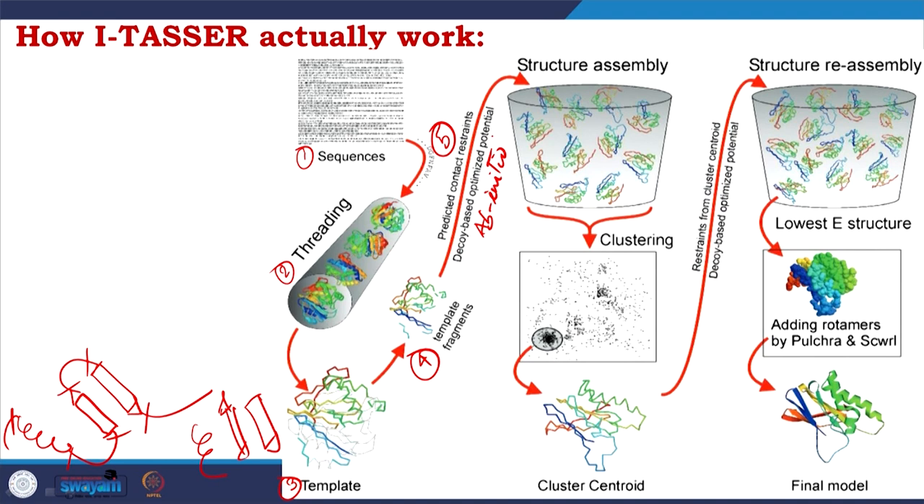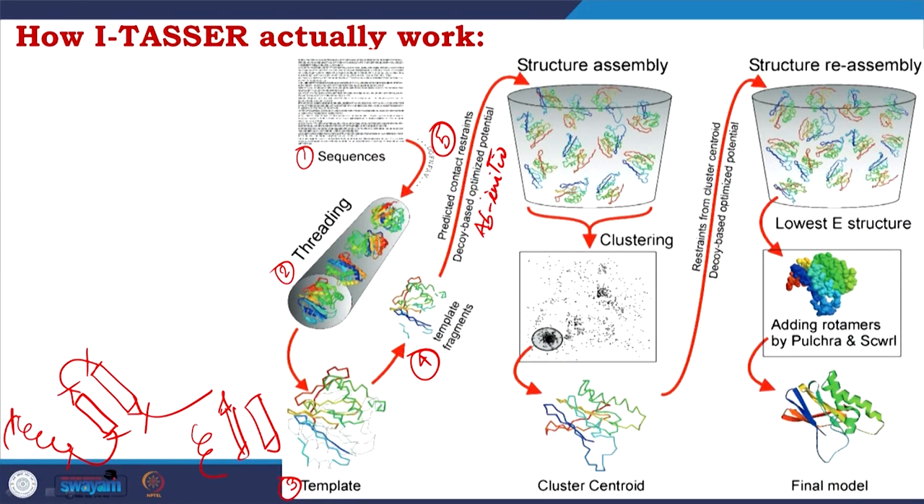So, all the possible combinations are allowed where the connections are not coming into steric clashes. We get a huge structure assembly here. Now, what do we do? We did the fifth step, and now we are on the sixth, where we have a lot of structure assembly.